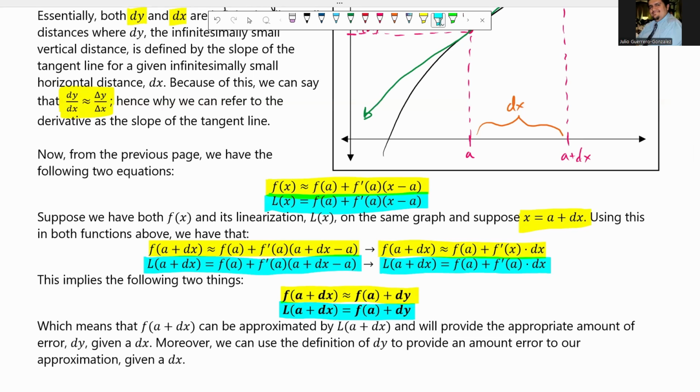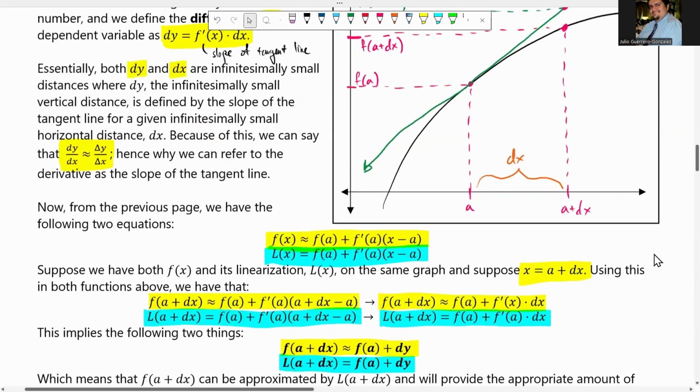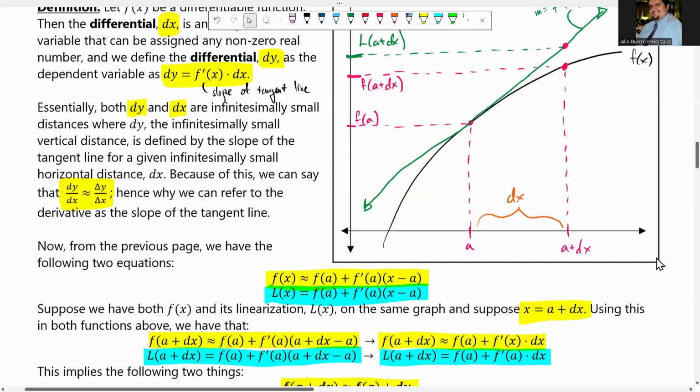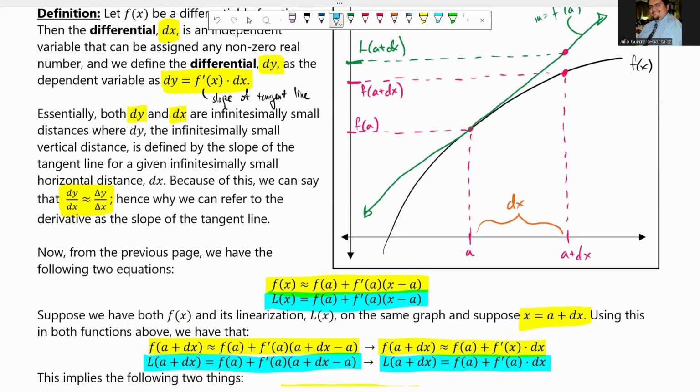okay? So not only does this give us an approximation, it can tell us how far off we are, at most. Okay, now where is this dy in our picture? Our dy is going to be this little piece right here. It's going to be that little distance right there. The distance between f of a plus dx and L of a plus dx.